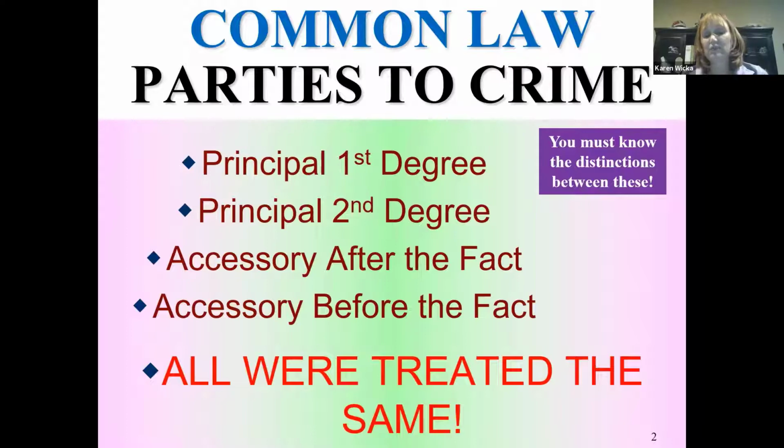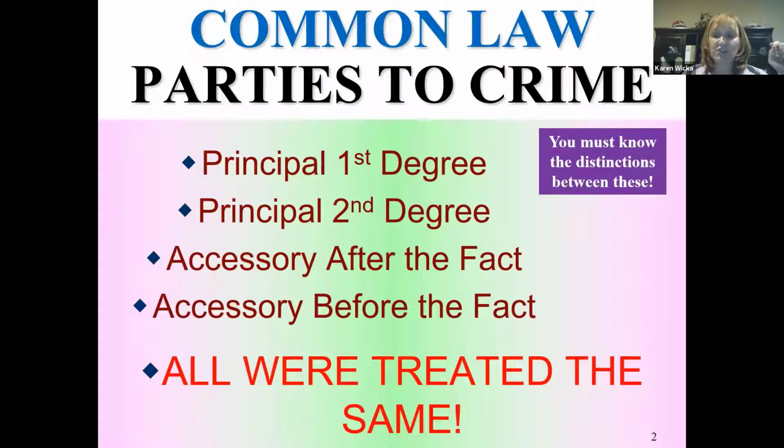Now, it's important to remember under common law, all of these were treated the exact same. So the law didn't really distinguish between these 4 levels. If you were a principal, you were punished the exact same way as if you were an accessory after the fact. Even though the accessory after the fact wasn't there when the crime was committed, since they helped somebody commit that crime, you were going to get the same punishment as the person that actually committed the crime. So common law treated them all the same.